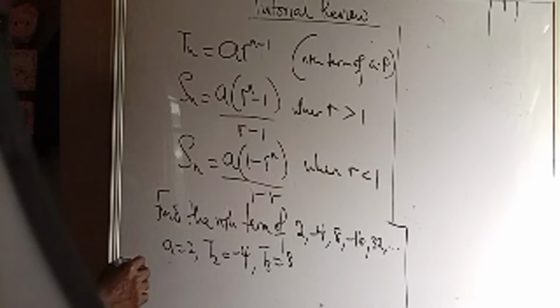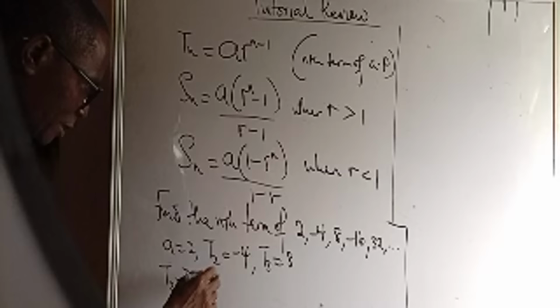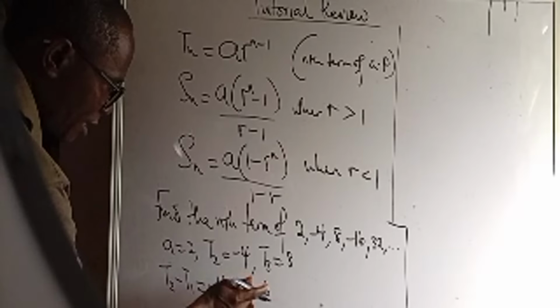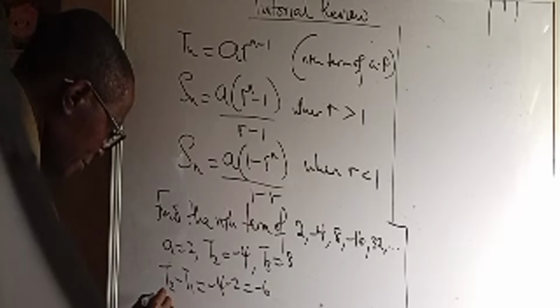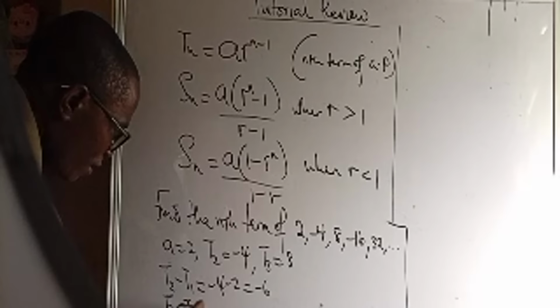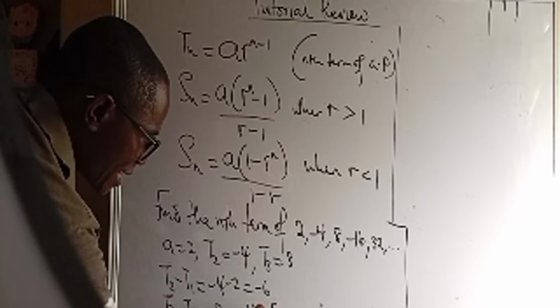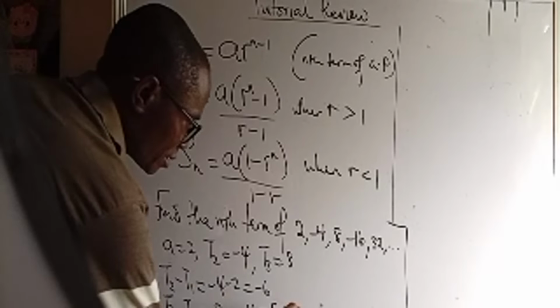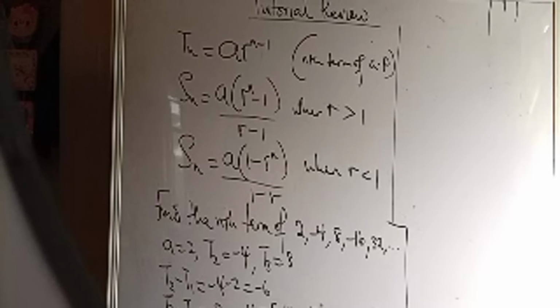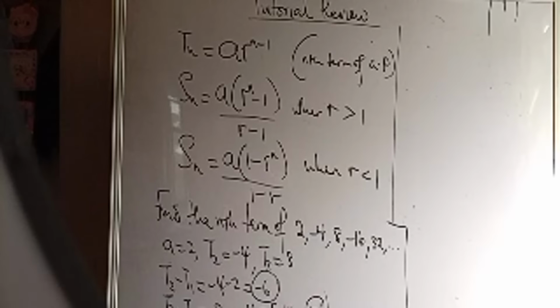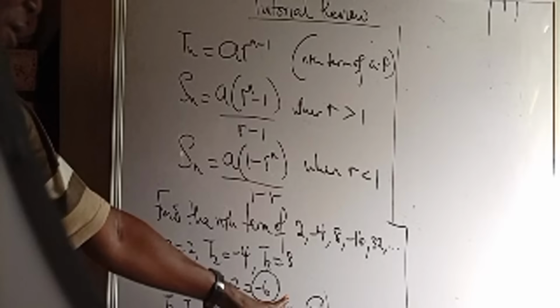Now, let's check. If we say T2 minus T1, that will be minus 4 minus 2. That's minus 6. Okay? Now T3 minus T2, let's check. That's 8 minus minus 4, that's 8 plus 4, because minus is plus. That's 12. Obviously, this is not an AP. Why? Because minus 6 is not equal to 12. So there's no common difference.